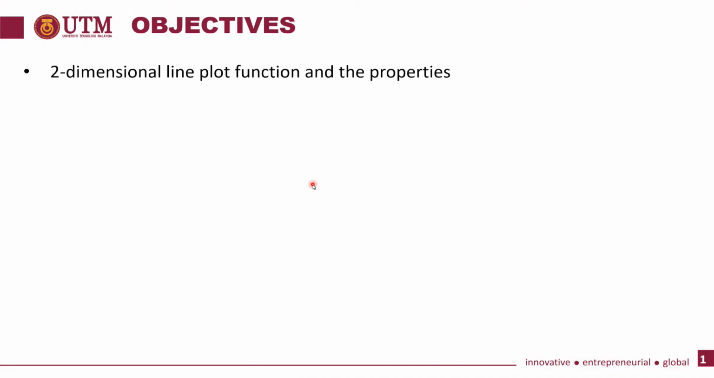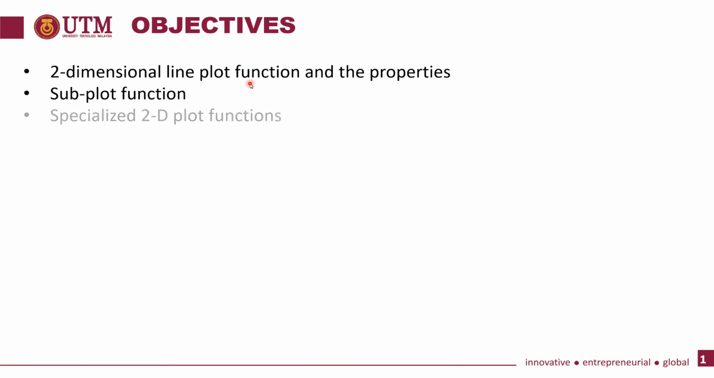The first objective of today's lesson is to create a two-dimensional line plot function and its properties. After you learn this chapter, you will be able to draw a two-dimensional line plot by using your own function, and also know what properties are available inside a two-dimensional line plot. The next objective is that you will also be able to create subplot functions. It means that you have a set of graphs inside one full graph.